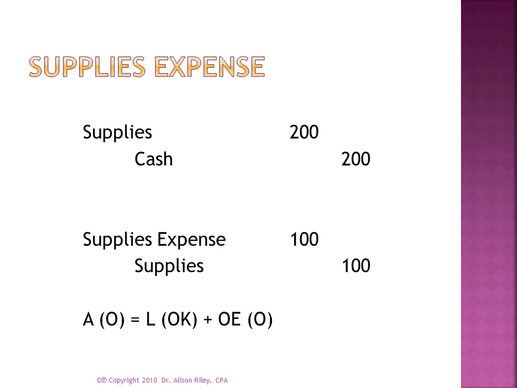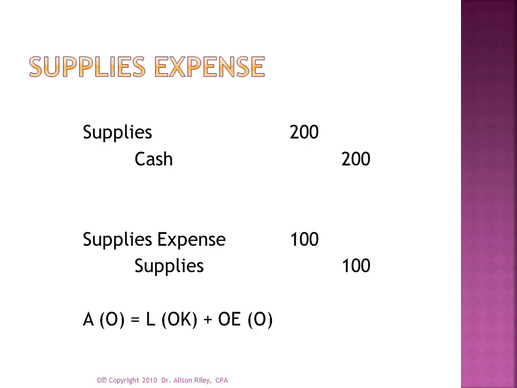This is an asset account. In the case of a cash purchase, the corresponding credit is made to cash. You may also hear the supplies account referred to as supplies inventory, which is perfectly correct, but don't get it confused with merchandise inventory for sale in the normal course of business.